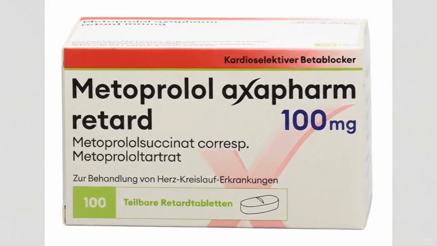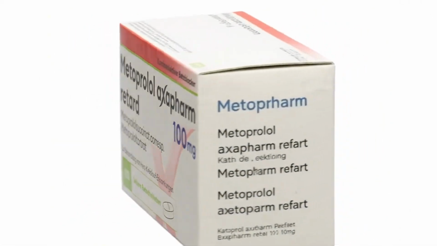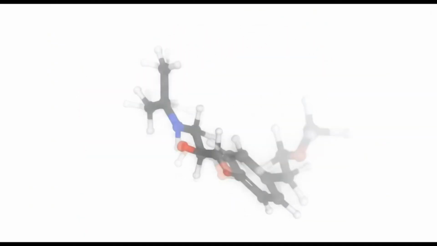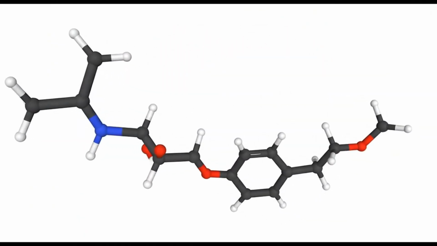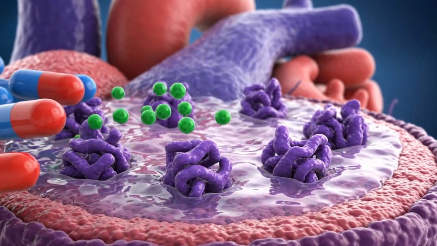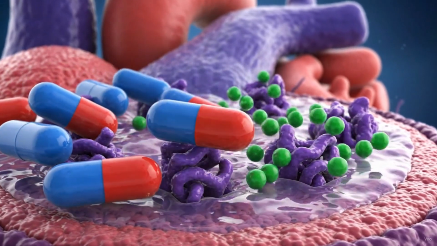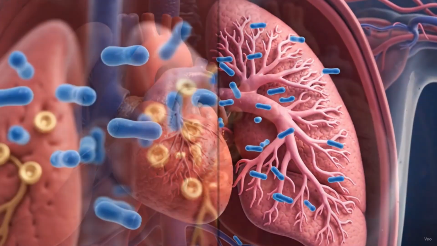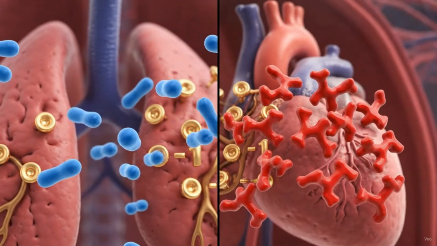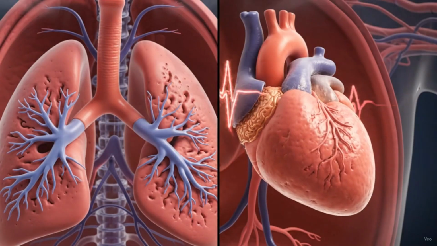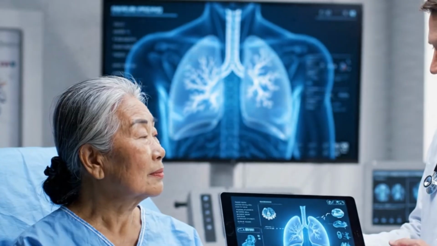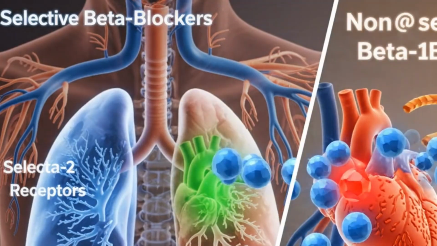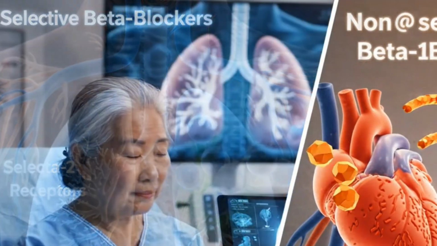Our final drug, or rather our final drug pair, Metoprolol and Esmolol. 2 drugs, same class, very different durations of action. Both are selective beta-1 blockers, also called cardioselective beta blockers. They block beta-1 adrenergic receptors in the heart, slowing the heart rate and reducing the force of contraction. Because they are selective for beta-1 receptors, they have less effect on beta-2 receptors in the lungs, making them safer than non-selective beta blockers in patients with mild asthma.